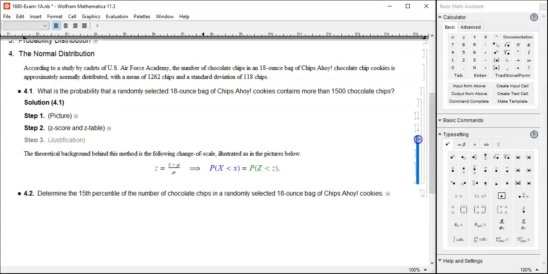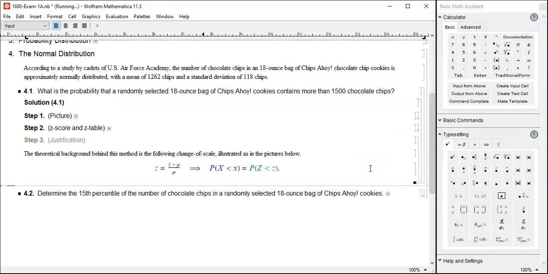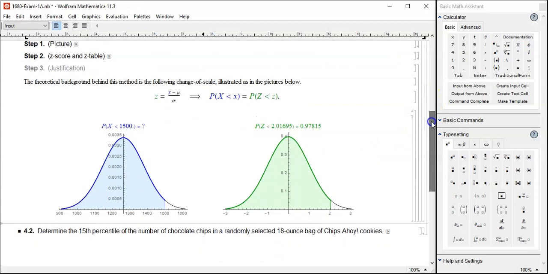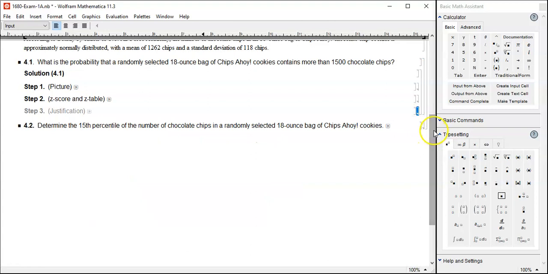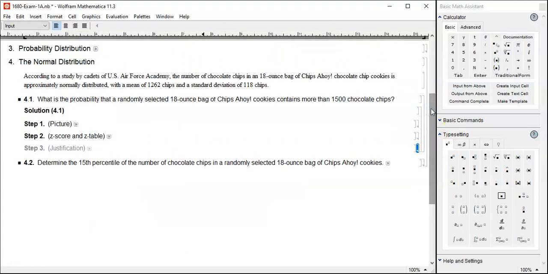By the way, here's a full justification. This is the cumulative distribution function, and by taking this rescaling, by taking the z-score, you're pushing it over to the standard normal distribution. And that's the justification. If you're not really interested in the justification, just stick to the picture and the z-score computation.